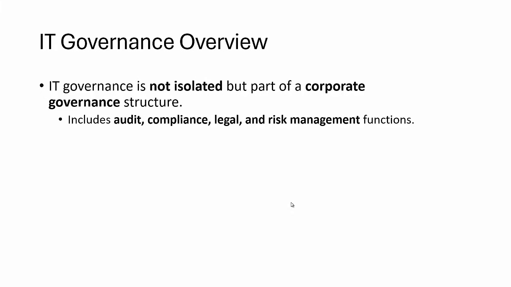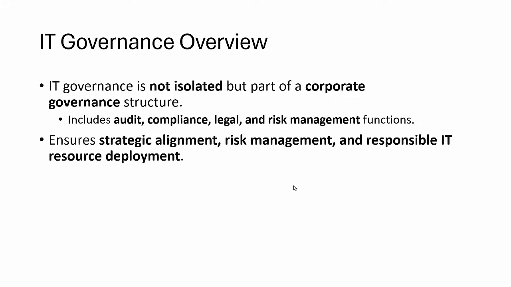So IT governance includes the audit team. They have a compliance team, a legal team, and a risk management team to make sure that any wrong move or bad move cannot backfire on them. So they ensure strategic alignment, risk management, and responsible IT resource deployment. IT governance ensures their initiatives are aligned with the organization's strategy.